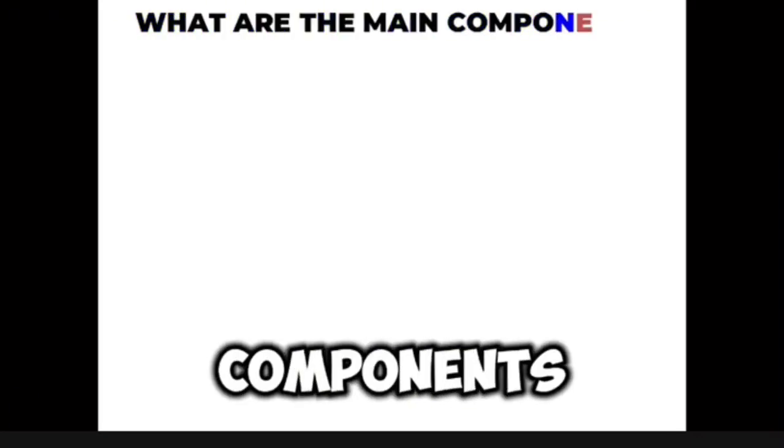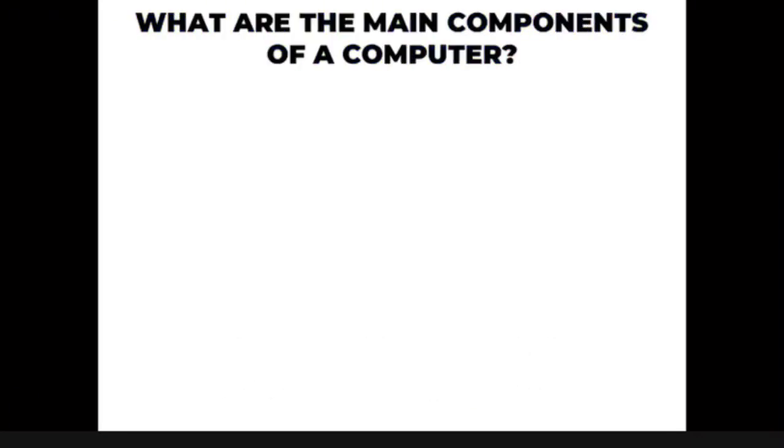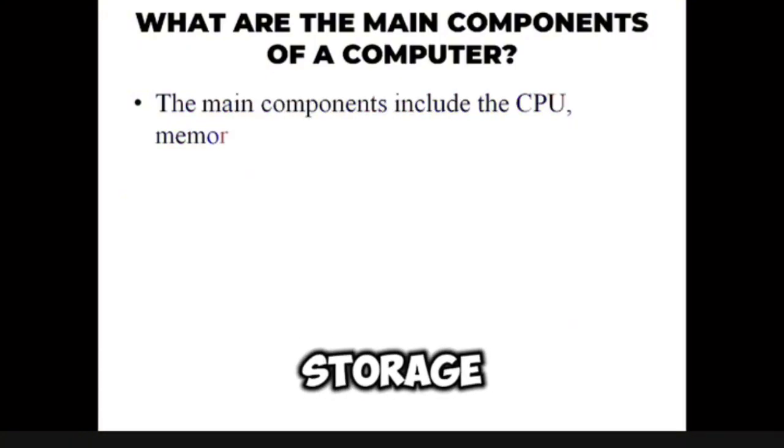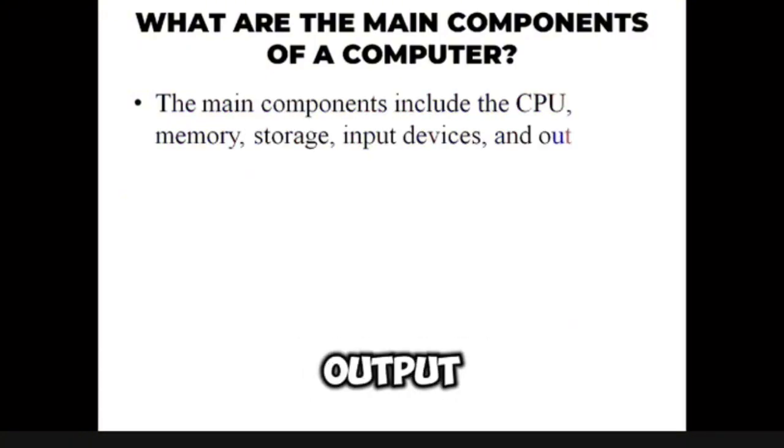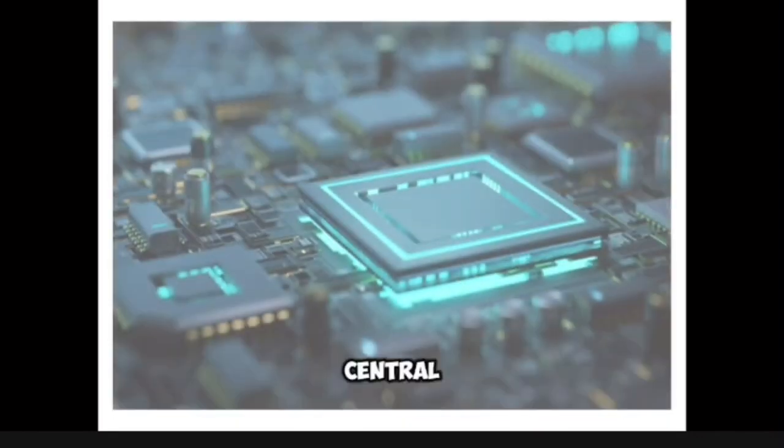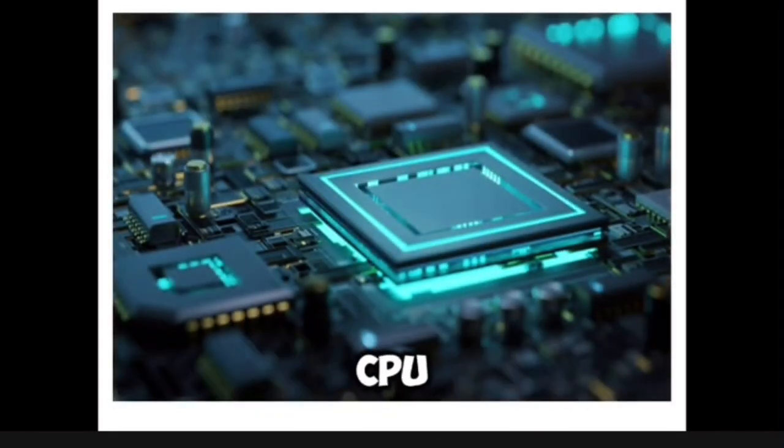What are the main components of a computer? The main components include the CPU, memory, storage, input devices, and output devices. Central Processing Unit (CPU), often called the brain of the computer, handles most of the data processing by executing instructions from programs.